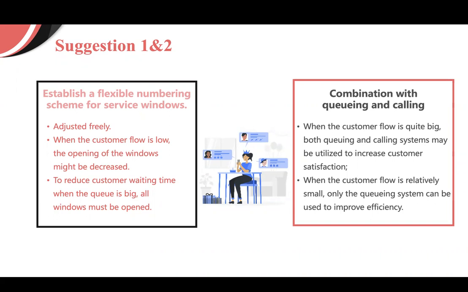The first one is to establish a flexible numbering scheme for service windows. At different times of the day, the number of service windows may be adjusted freely. When the customer flow is low, for example, the number of open windows might be decreased. To reduce the customer waiting time when the queue is big, all the windows must be opened.